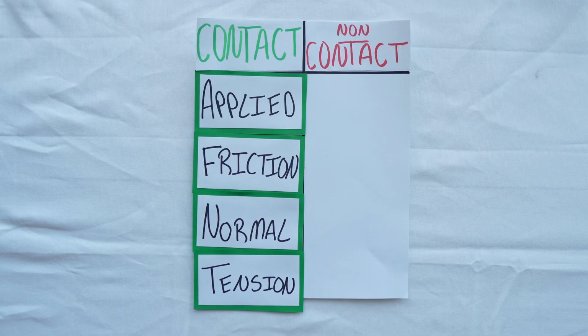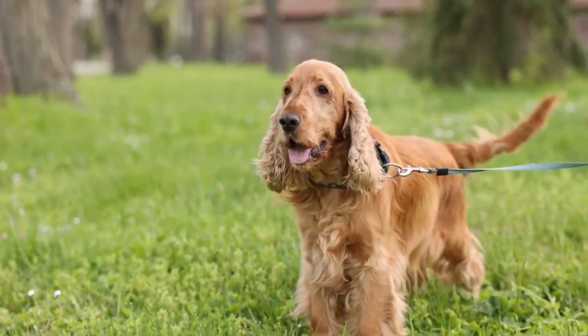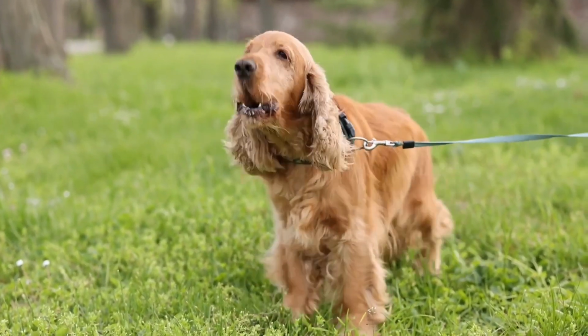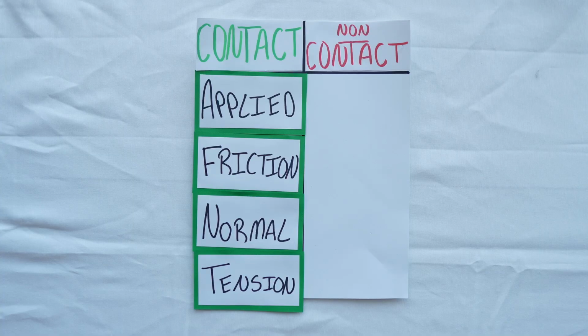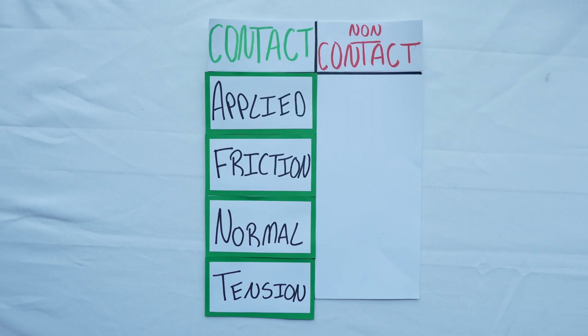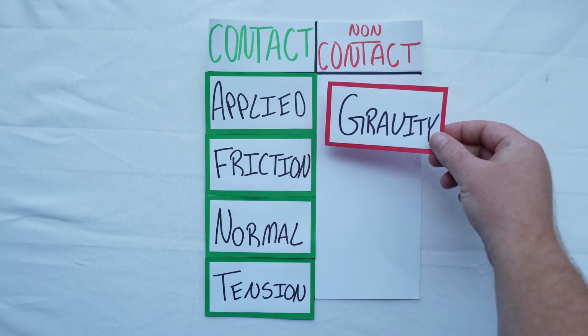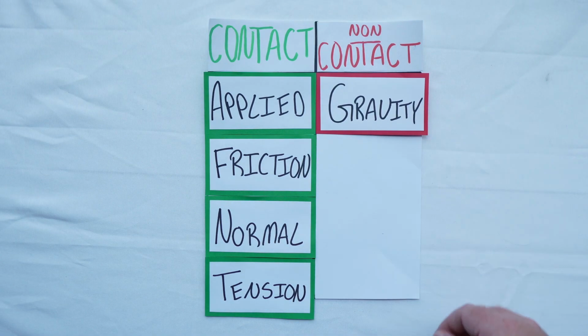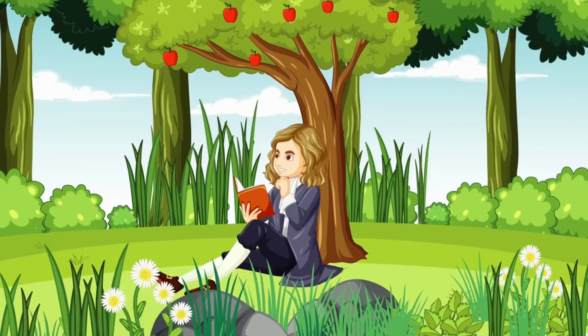You may even experience it walking your dog. As your dog lunges to chase after a cat, the leash provides a tension force that pulls you forward. Gravity will be the first non-contact force that we talk about. I bet you've heard of Isaac Newton and the apple falling on his head.